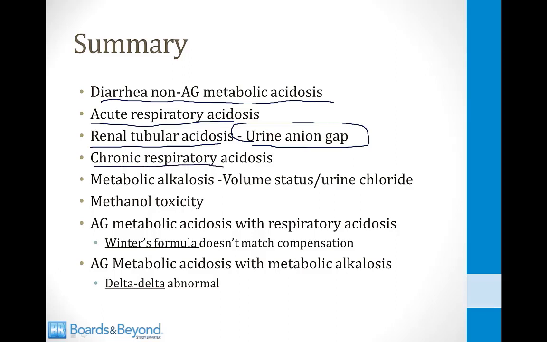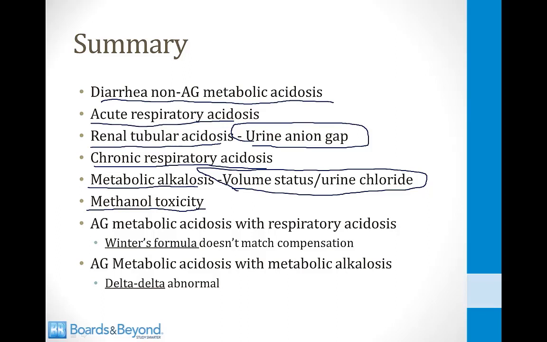We saw chronic respiratory acidosis in a COPD, a very classic clinical scenario where COPDers retain carbon dioxide and walk around with a very high level of bicarb from renal compensation. We saw a metabolic alkalosis of unknown cause, and we've reminded everyone that you want to know the volume status and the urinary chloride in those situations to determine the etiology. We saw methanol toxicity, which remember gives you an anion gap metabolic acidosis with vision problems.